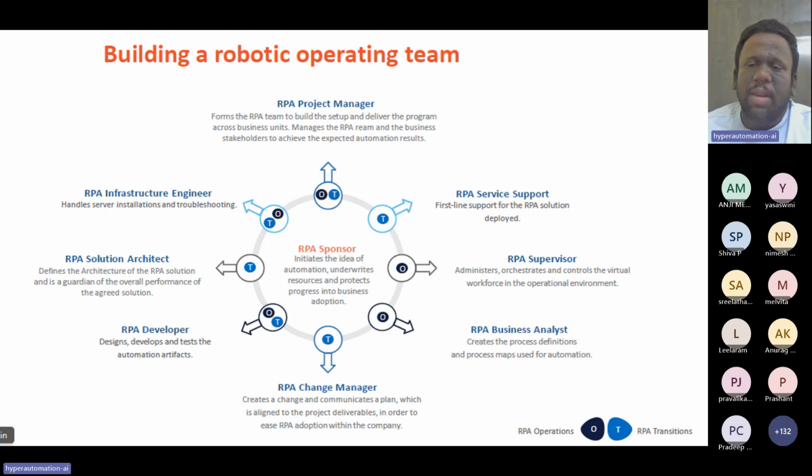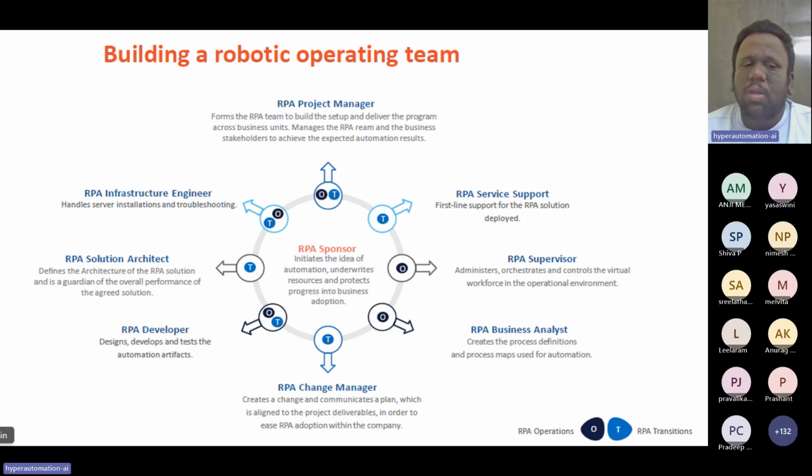And we have, last but not least, the RPA supervisor, who is nothing but the administrator or orchestrator admin, who will maintain your bots. So let's say that I want to run my bot at night 9 o'clock, or I want to run my bot on a bi-weekly basis, or on a weekly basis, or on a monthly basis, or only on a particular day of a particular month. So who is responsible for maintaining all these? The supervisor or administrator is responsible for maintaining your bots.